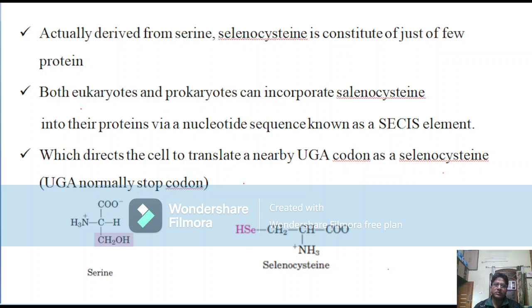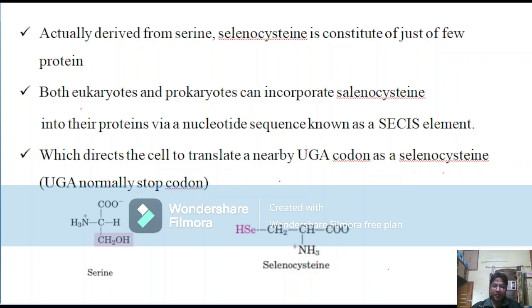Selenocysteine is derived from serine. It is not derived from cysteine, and it is a component of very few proteins. Selenocysteine is considered the 21st amino acid because it is proteogenic in nature. It can be incorporated into proteins, and both eukaryotic and prokaryotic systems can incorporate selenocysteine, but it requires a specific sequence known as the SECIS sequence.